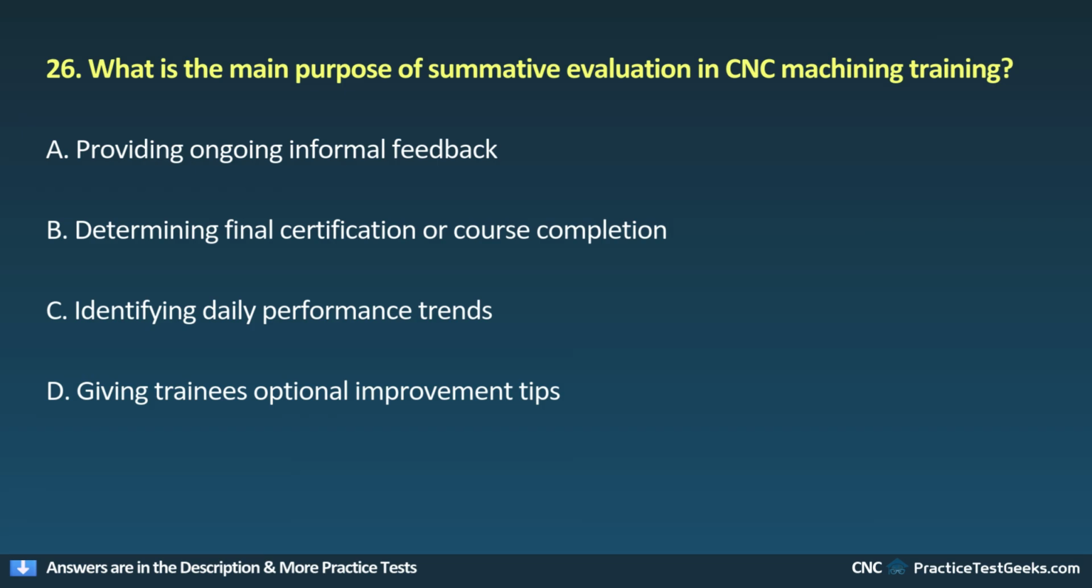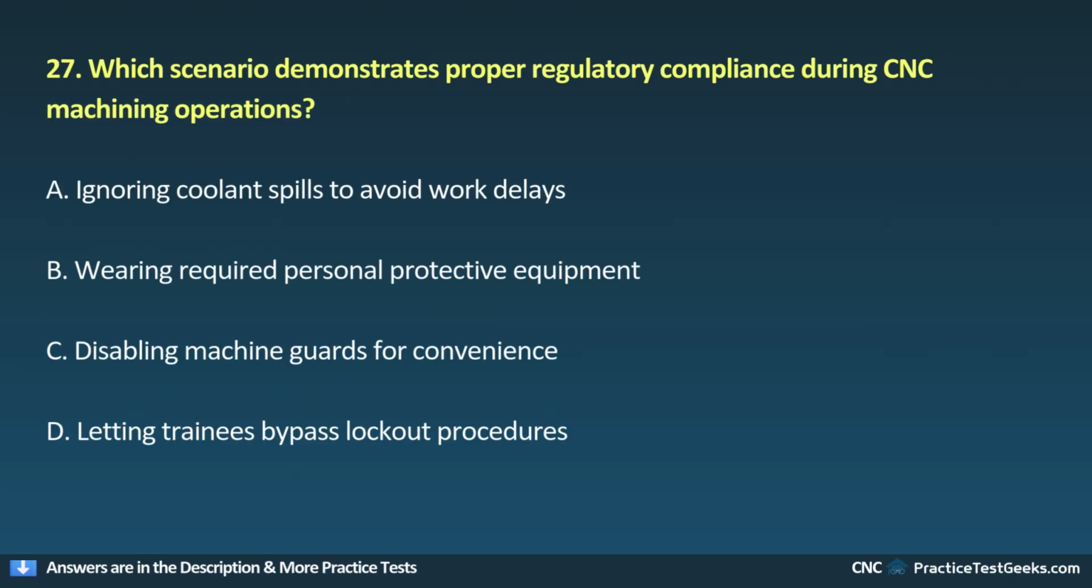26. What is the main purpose of summative evaluation in CNC machining training? A. Providing ongoing informal feedback. B. Determining final certification or course completion. C. Identifying daily performance trends. D. Giving trainees optional improvement tips.